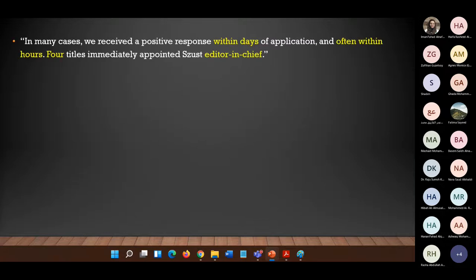These are quotes from the paper. In many cases, we received positive response within days of application, even within hours. They are desperate. They say, oh, a Polish professor wants to join our editorial board. Come on, come in, give us credibility. And they immediately appointed her as editor-in-chief, not just a member of the editorial board.